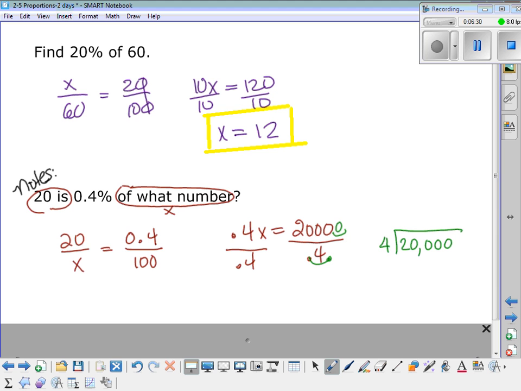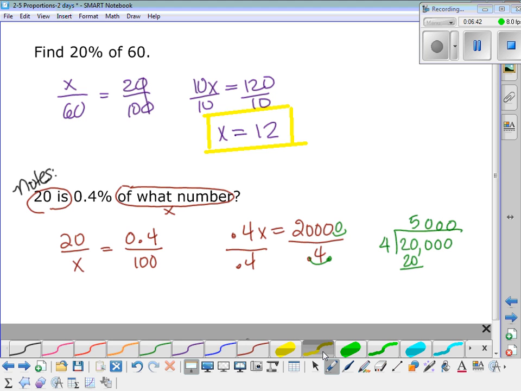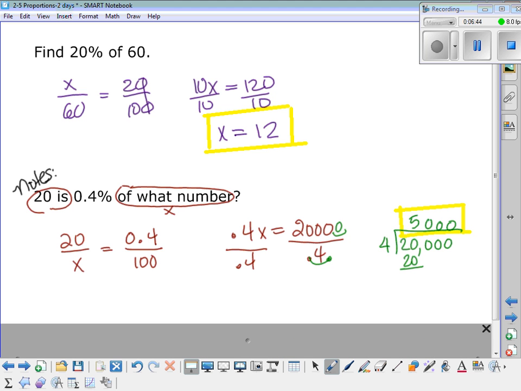And so 4 goes into 20 five times. That is 20. And then we fill in our zeros. So 20 is 0.4% of 5,000. Any questions? Okay. Just be careful when you guys end up with decimals, okay?